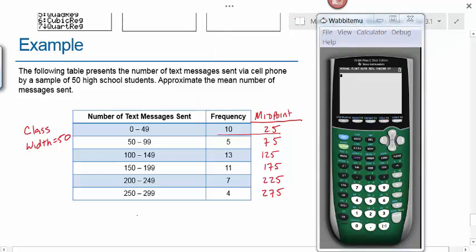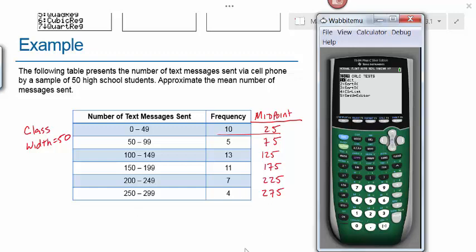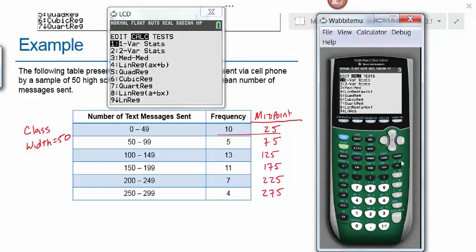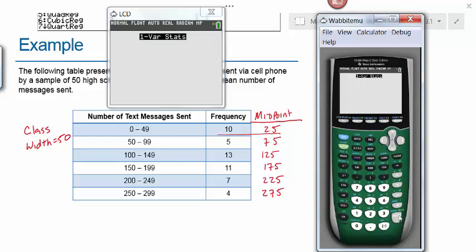I'm sorry. Now we're going to do our mean for our grouped data. What do we hit? Stat. Go over. Let me pull up my other one. We hit stat, and then we scroll to the right to calculate, and we want to calculate the one variable statistics, where now my data is in list 1, so I hit second 1, and my frequency list is list 2. I hit second 2, and then scroll down to calculate.